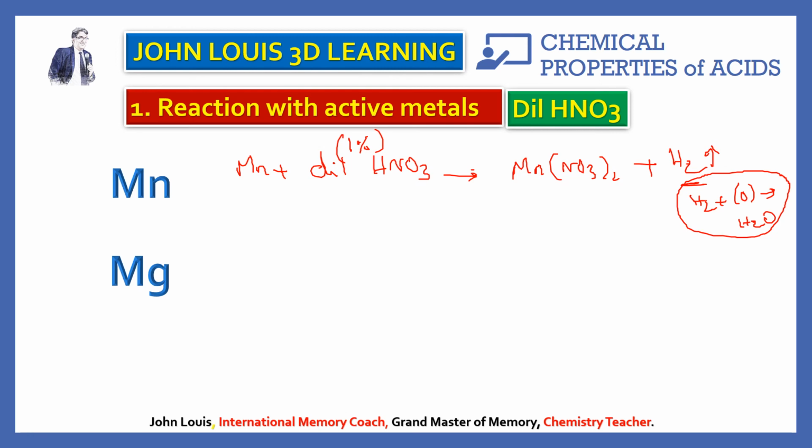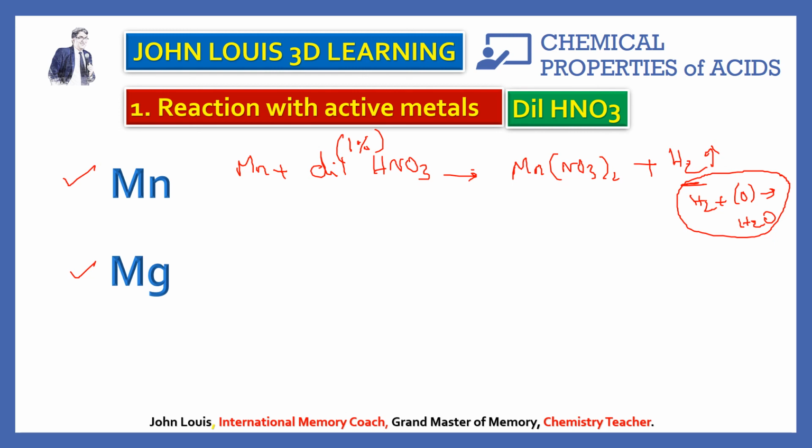Because nitric acid is a powerful oxidizing agent that will oxidize the hydrogen gas released into water. Therefore, the purpose of preparing hydrogen will be spoilt. So that is why we need to take only 1% dilute nitric acid, only these two metals, manganese and magnesium. So the medium reactive metals only react with 1% nitric acid and will release hydrogen.